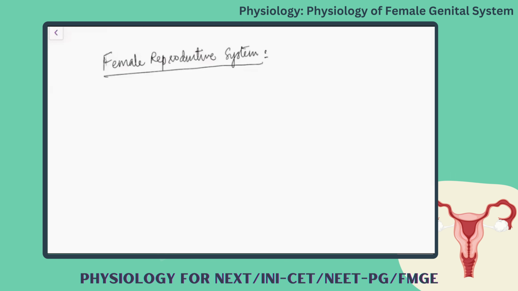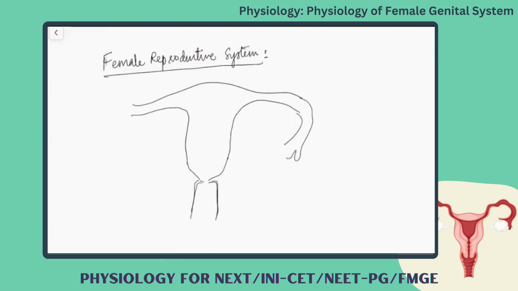Yes? So this is the uterus, cervix of the uterus, then you have the vagina, fallopian tube, and you have the ovary. Okay, whenever the ovum is being released, it will enter into the fallopian tube.